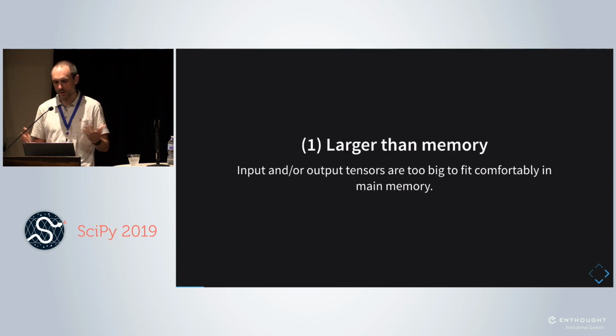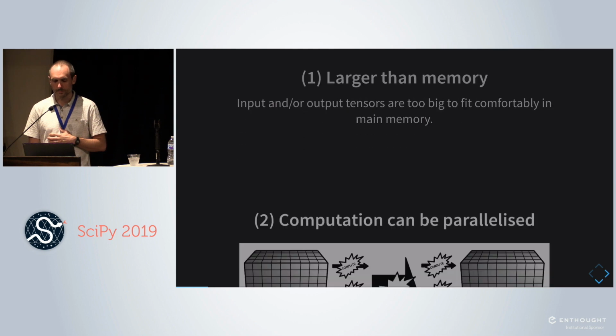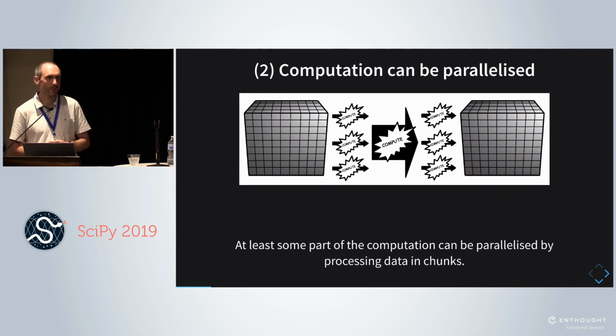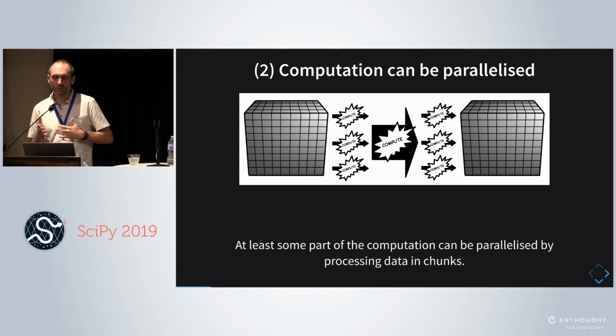The first is that our input and/or our output arrays are too big to fit comfortably in main memory, so we need some way of dealing with that. The second feature is that there is some part of the computation that can be parallelized. That may be some of the initial steps or some of the final steps of the computation, but they could be parallelized by breaking our input and/or our output tensors up into chunks. And so we want to be able to make use of that.